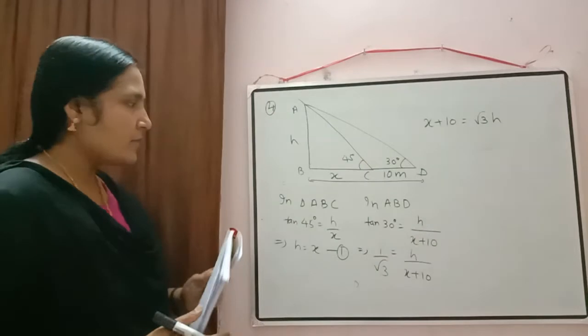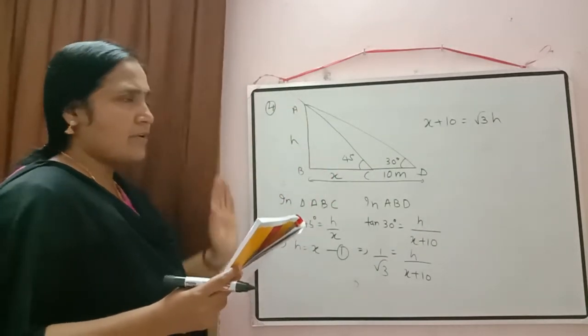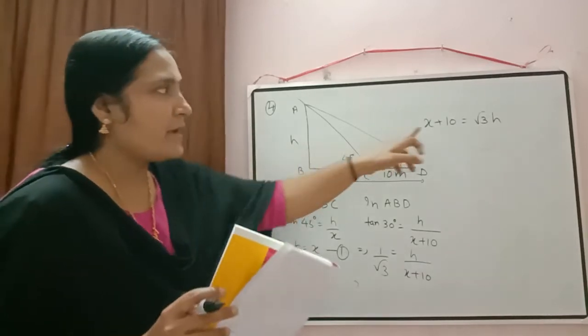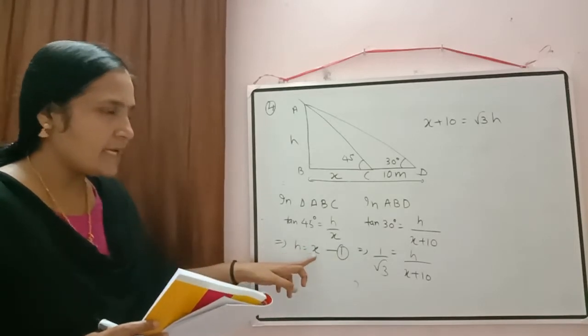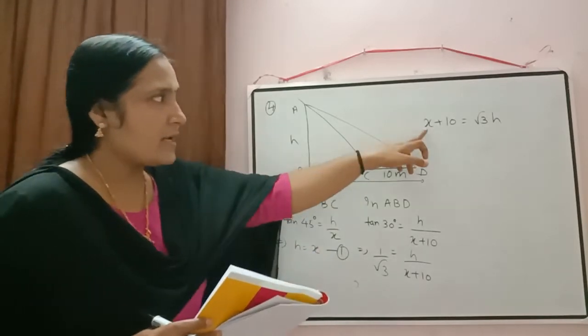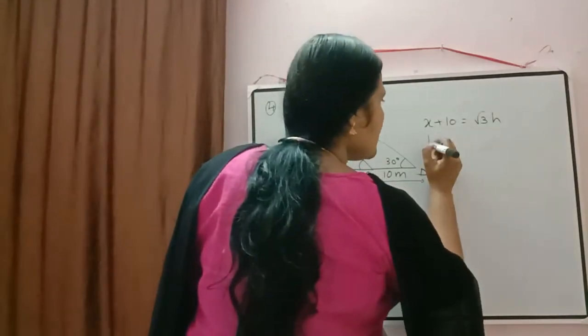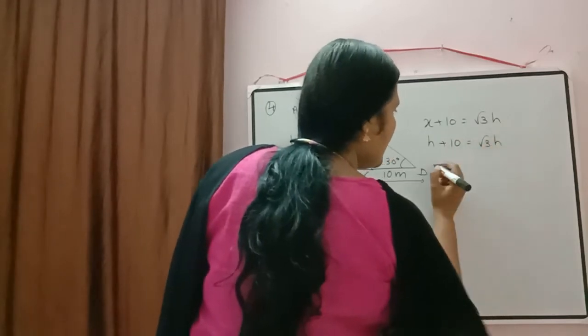What we have to calculate? We don't have to find this one. We have to find the height of the tower, means we need only h. We don't have to find the value of x. Now in first equation we wrote h is equal to x. So here in place of x what we can substitute? h only we can substitute. Then we will get h plus 10 is equal to root 3 h.